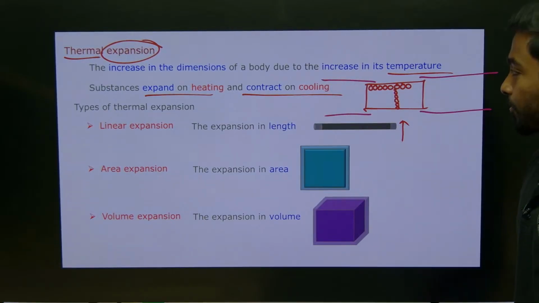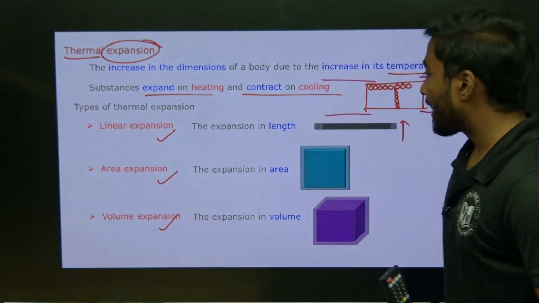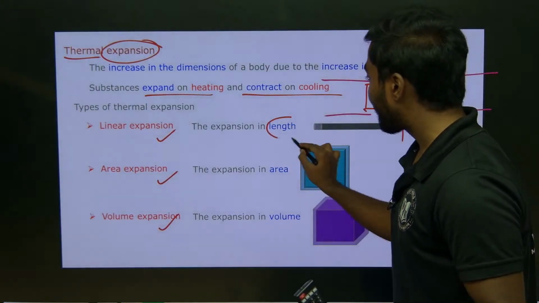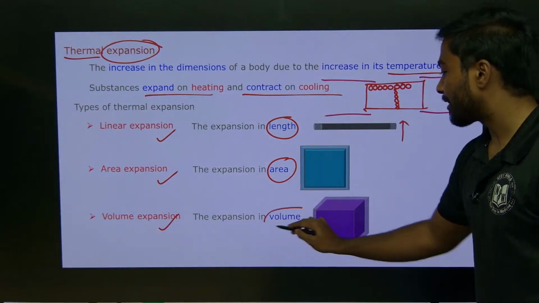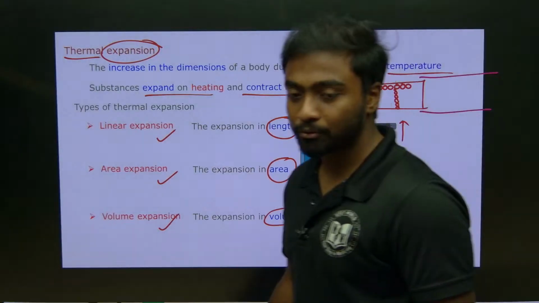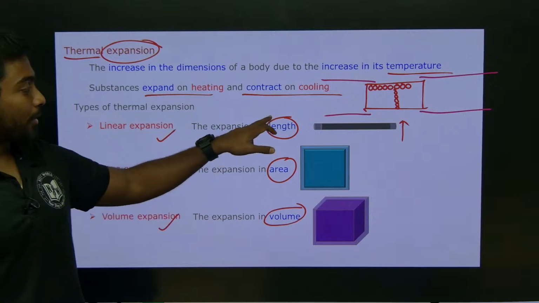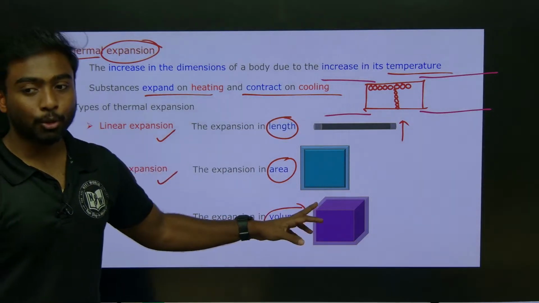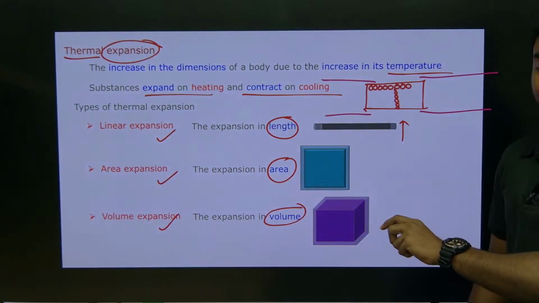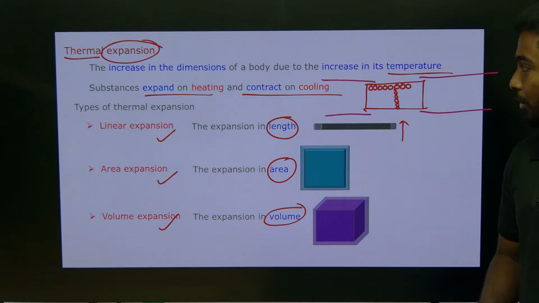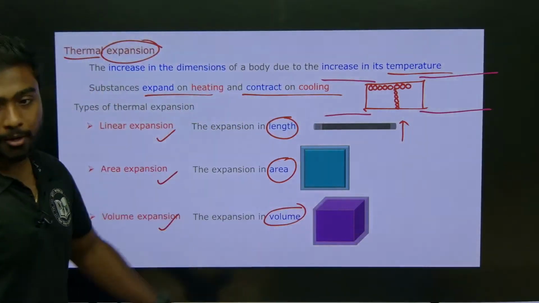So the types are linear expansion, areal expansion and volume expansion. Linear expansion is nothing but the expansion of length. Areal expansion is area, and volume expansion, obviously, the volume. The term itself gives the name of three things: length, area and volume. When I talk about length, area and volume, it is one dimensional, two dimensional and three dimensional. So this is how we will classify the types of expansion. You can take a note of this, and we can see how we can get the formula of each term.